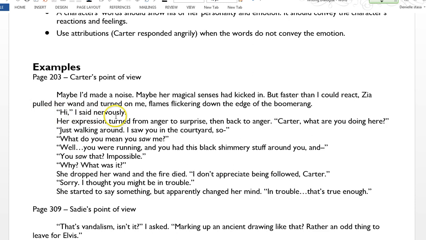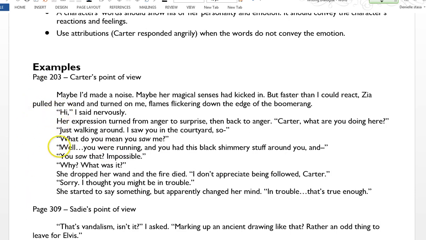"Hi," I said nervously. Her expression turned from anger to surprise and then back to anger. "Carter, what are you doing here?" "Just walking around. I saw you in the courtyard." "So, what do you mean you saw me?" So notice how at first we identify who's speaking and then we stop because it's going back and forth between them. And notice the margin is here on the left, right?